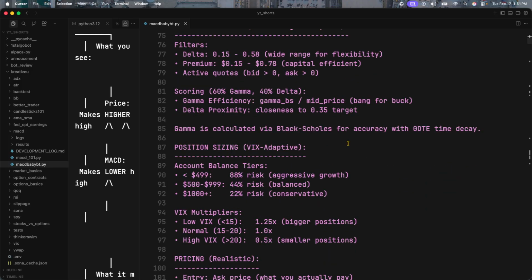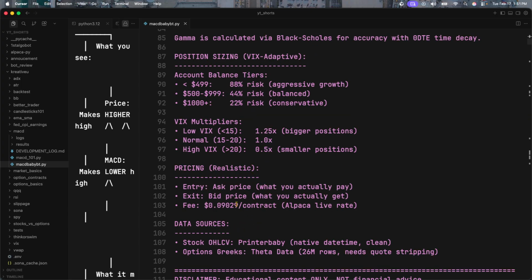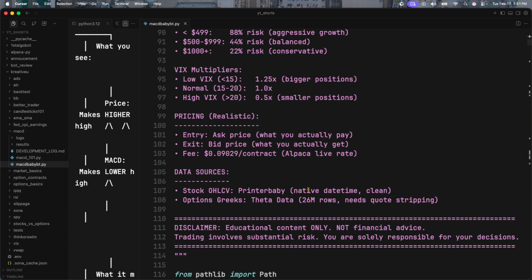So gamma calculation using Black-Scholes, and then we have the position sizing using VIX, and VIX is the fear gauge, the volatility index. It allows us to gauge how volatile the market is going to swing, right? So if we have less than $499, we're going to use 88%, and it's also going to be scaled by VIX. So we can see that here, our realistic pricing, and then our data sources.